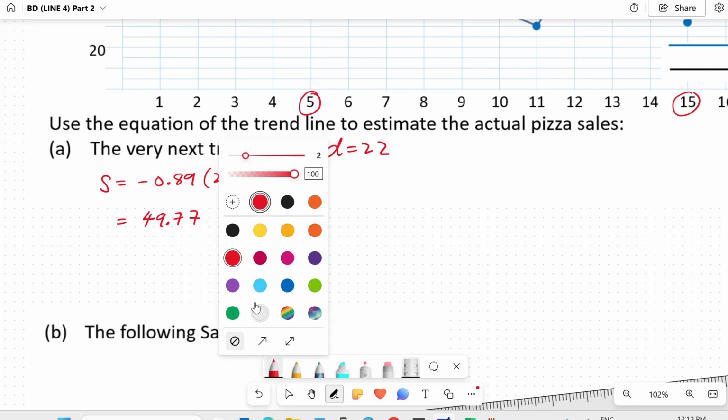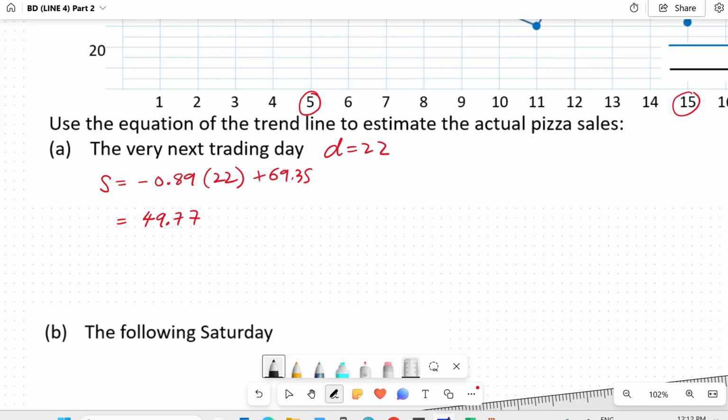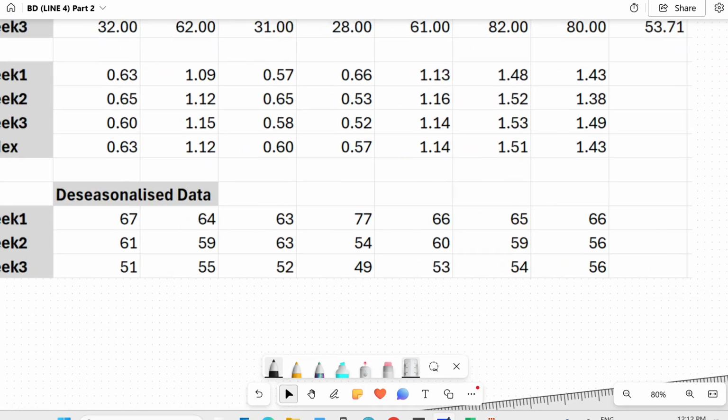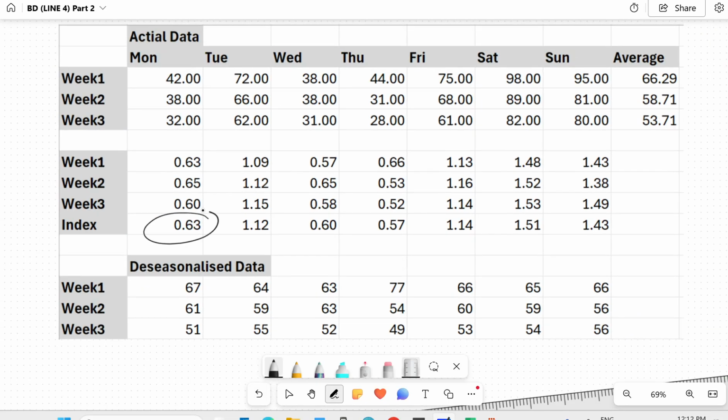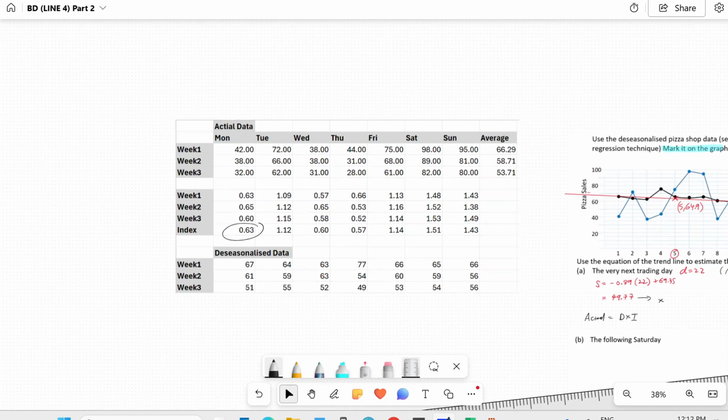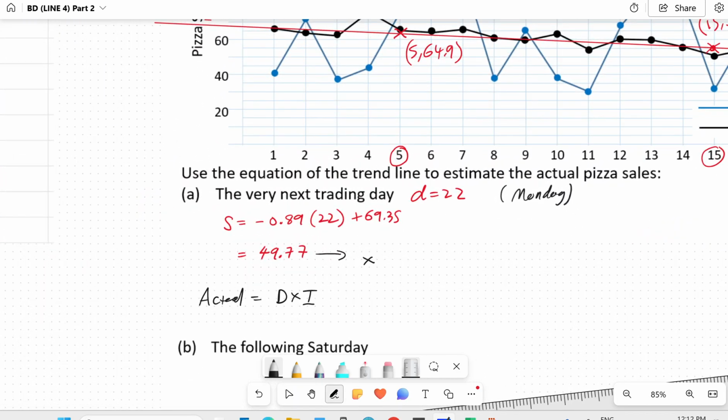So you might remember from the study of the seasonal index, this equation where the actual is equal to the deseasonalized multiplied by the index. Now we need to use that. So we need to take this value and multiply it by the index for, well, day 22 is a Monday. Just make a note of that. And the index for Monday, if we look back over here, the index is 0.63. So in order to make this into an actual figure, we need to multiply this by 0.63.